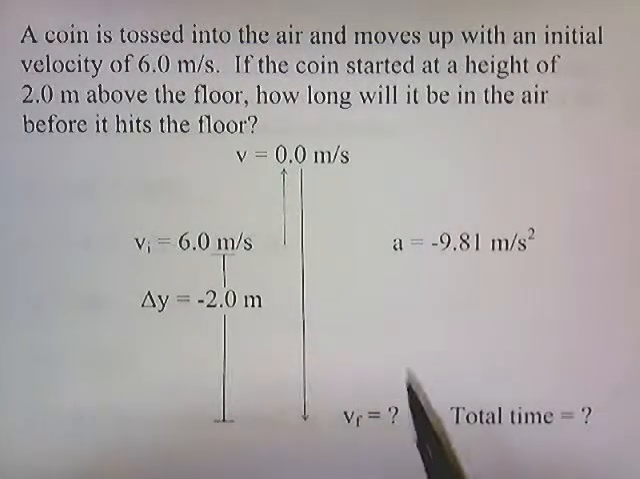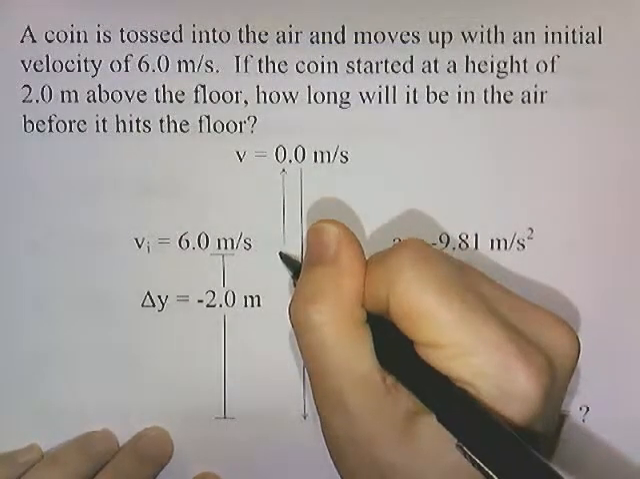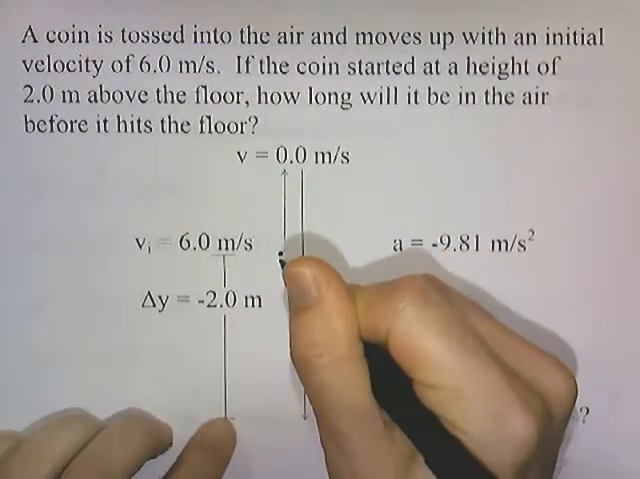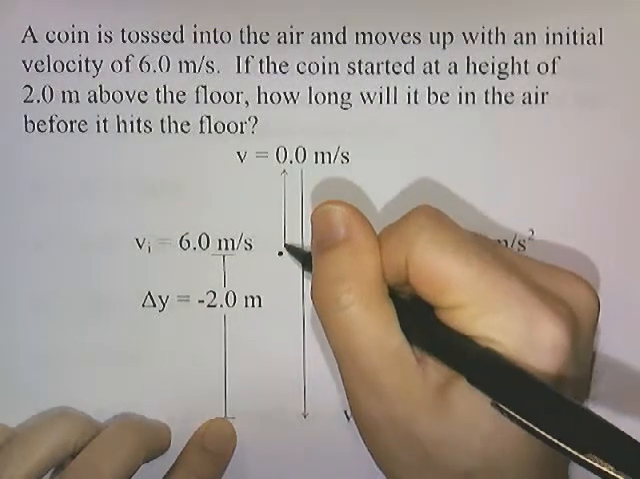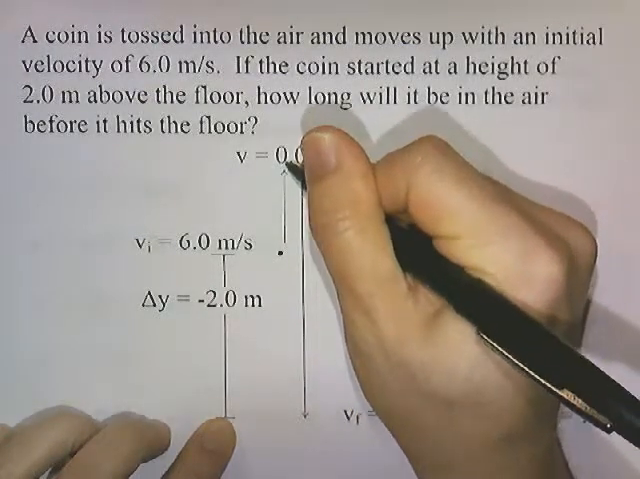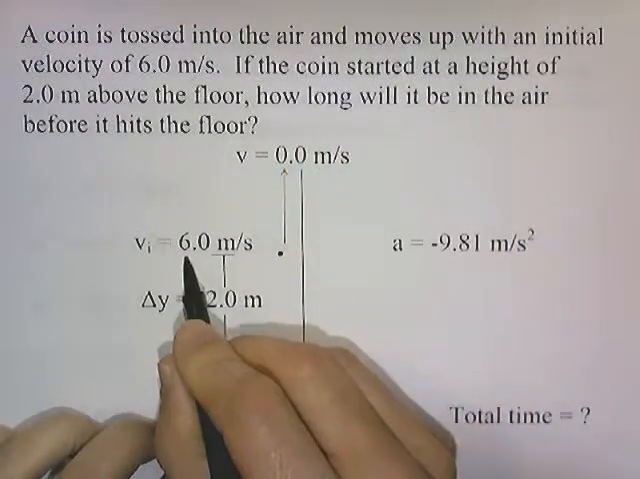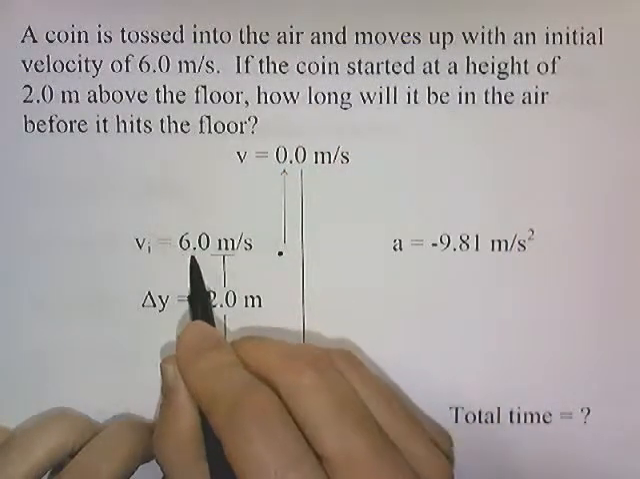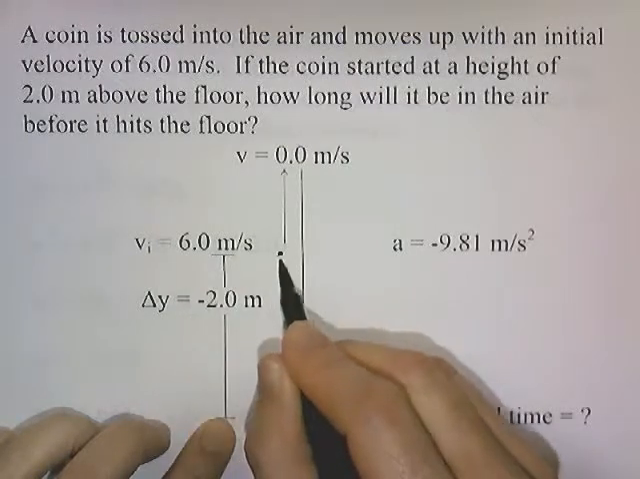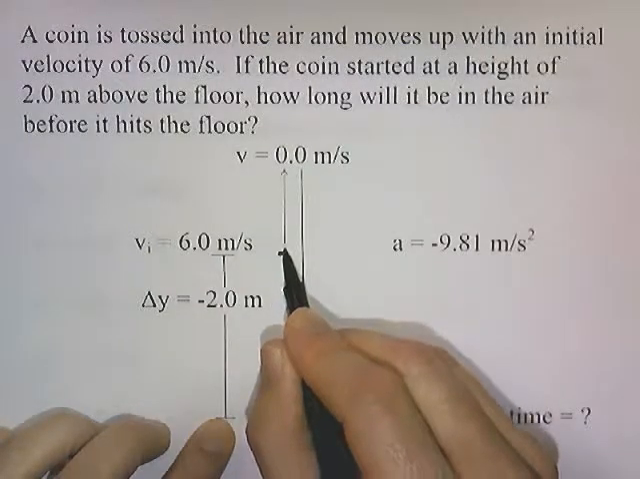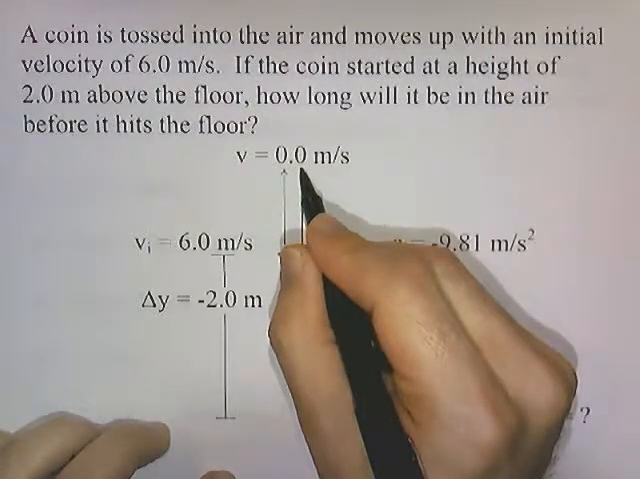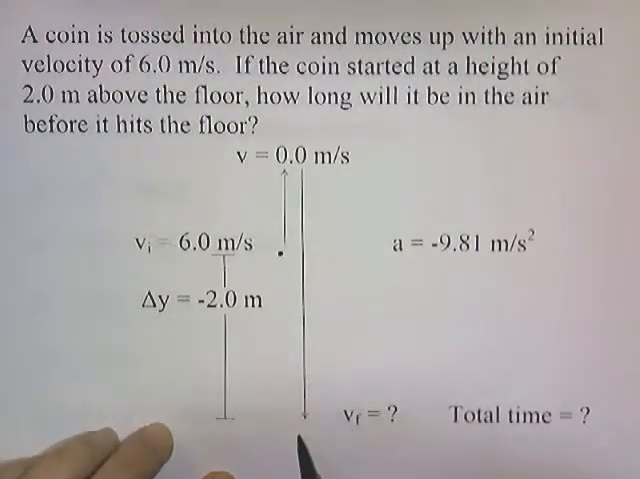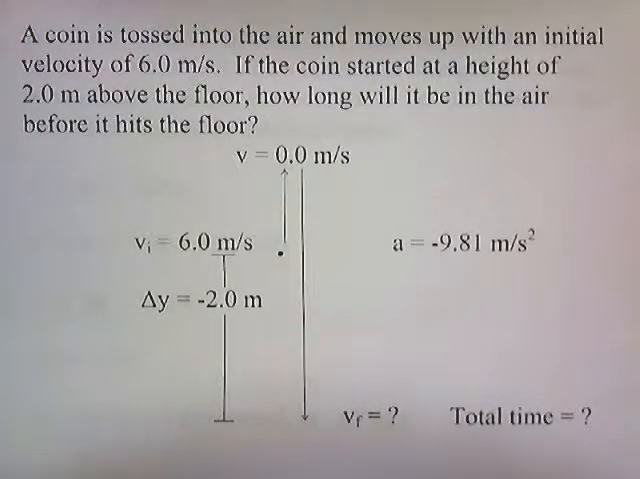All right, so at this point right here, which is 2 meters above the ground, we throw an object into the air. As it goes up, it slows down, slows down, slows down, stops, and reaches a velocity of 0. When we first let go of the coin, it's moving upward with a velocity of 6 meters per second. Then it slows down, stops, reaches 0, and then reverses direction, comes down, goes faster and faster, and then smacks into the ground at some higher final velocity.